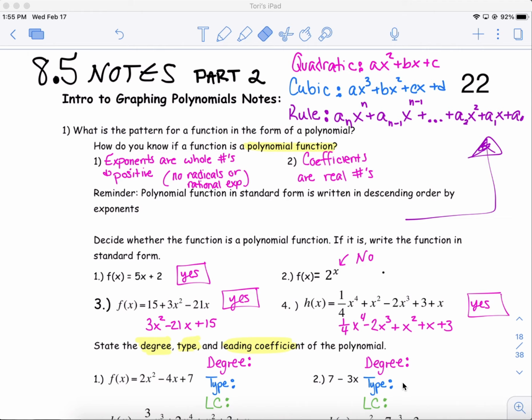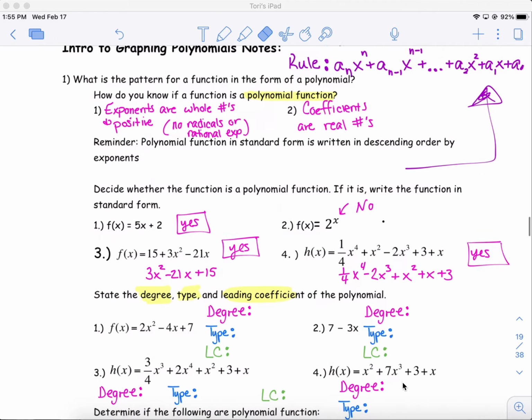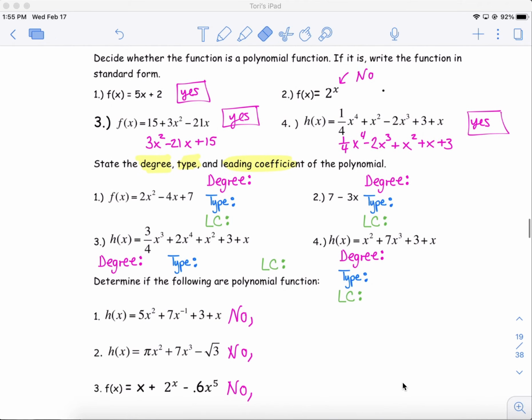So let's go down to this next part, and let's go through a couple of these to talk about why they are a polynomial or why they are not. So I'm going to scroll up just a little bit. If you want to pause the screen first, that's fine, but we're going to fill in some things. All right, so I am looking at this top section right here. It says, decide whether the function is a polynomial. If it is, write the function in standard form. So for instance, on number 1 and number 3 and number 4, all of those have positive whole numbers for their exponents. All of them have real numbers for their coefficients. So fractions are fine, whole numbers are fine, negative numbers are fine.